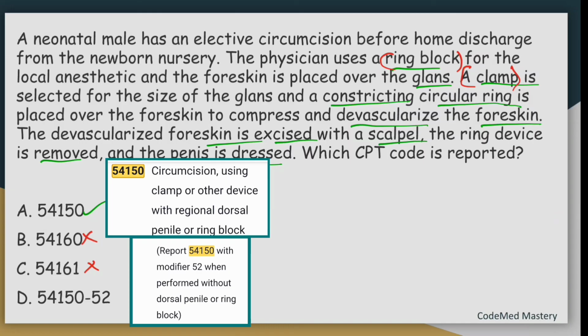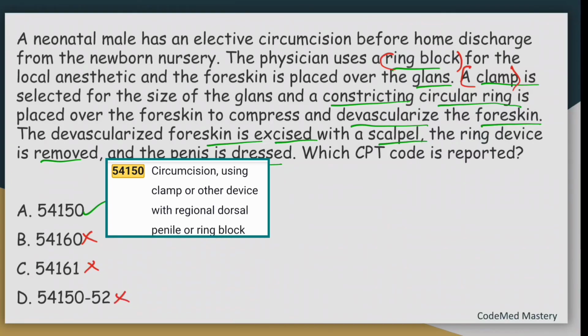In option D they have mentioned 54150 with modifier 52. Below the code 54150 there is a parenthetical note. It is very important. Report 54150 with modifier 52 when performed without dorsal penile or ring block. But in the scenario there is use of a ring block. So we are coding only 54150. If in the scenario they had mentioned circumcision without dorsal penile or without ring block, then we would code 54150 with modifier 52. But in the scenario there is a ring block, right? So we are not using 54150 with modifier 52. Eliminate option D. Option A is the right answer.